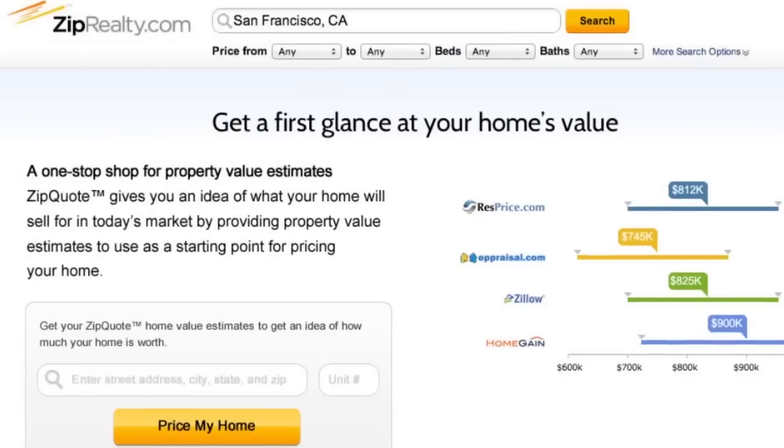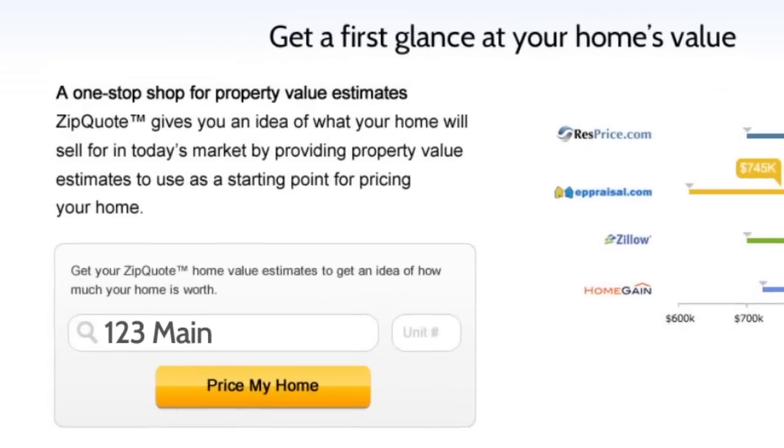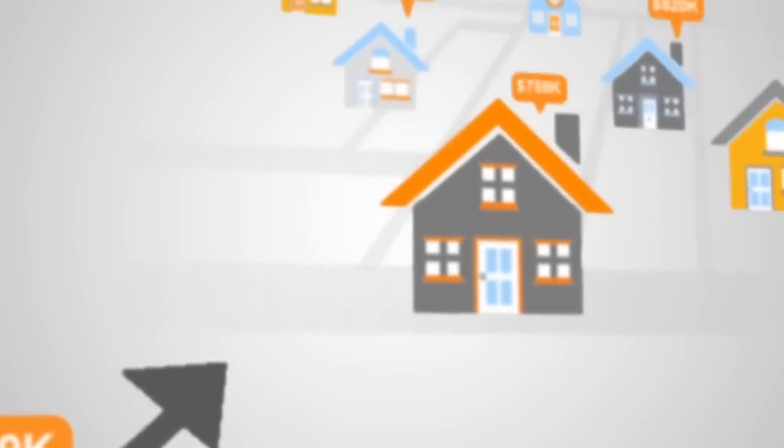You want a snapshot of what your home is worth? Get your Zip quote home value estimates by entering your address. The estimates are a great jumping off point for figuring out how much your home is worth in today's market.